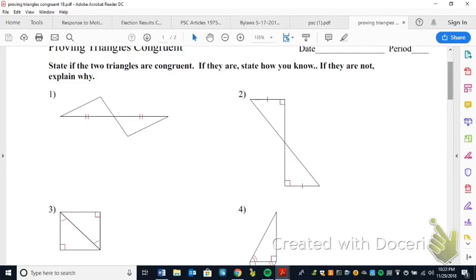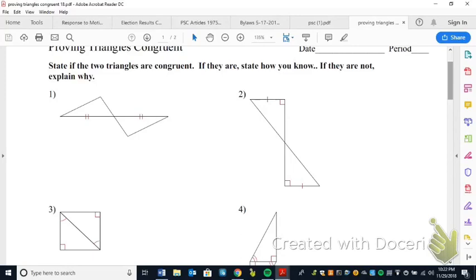Now remember, we have 4 different congruency theorems, or postulates rather, and they're up on the board. Those are side, side, side; side, angle, side; angle, side, angle; and angle, angle, side. So what we're going to do is start off looking at number 1, and we're trying to say, okay, do we have side, side, side? Do we have side, angle, side? Or angle, side, angle, or angle, angle, side?